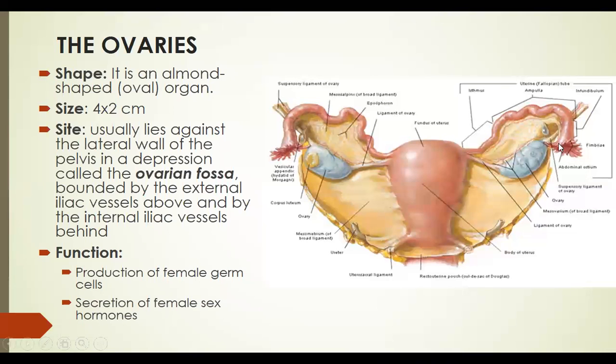If you see here on the lateral side, these are the fimbriated finger-like projections from the uterine tube. Fimbria is singular, fimbriae is plural. So these are the fimbriated ends on either side, and these are the ligaments of the ovary medially. And in between, you can see the ovaries.